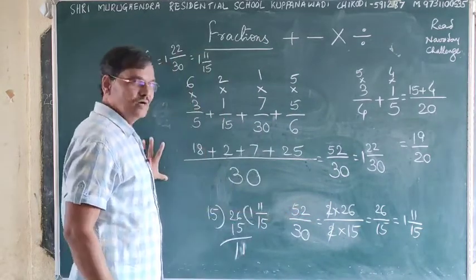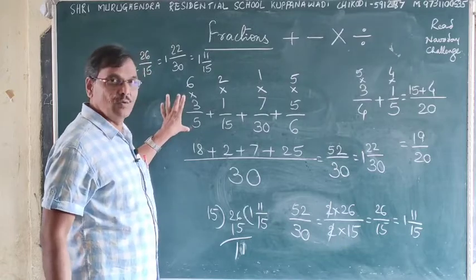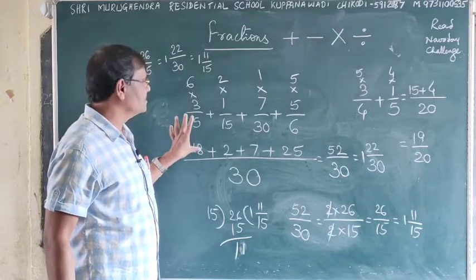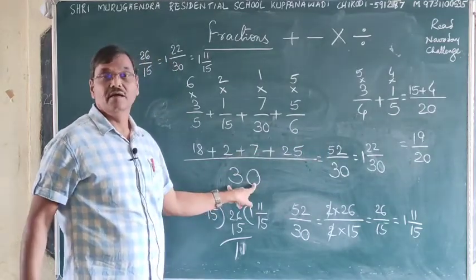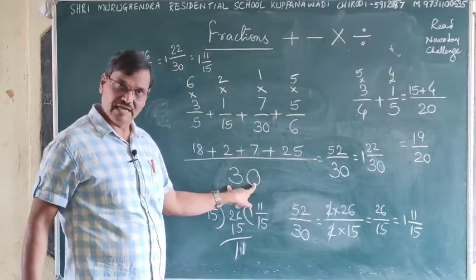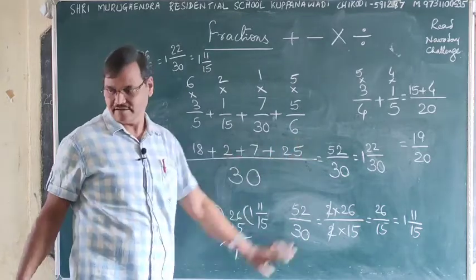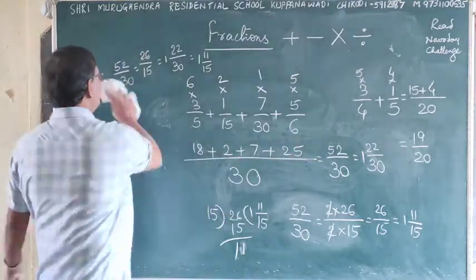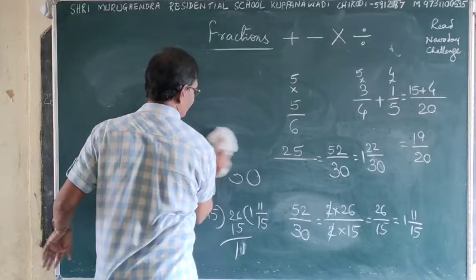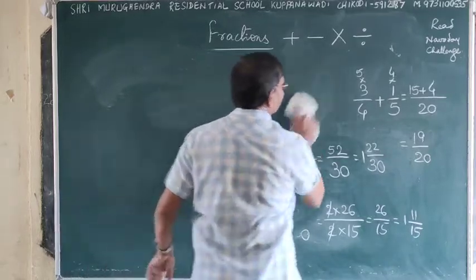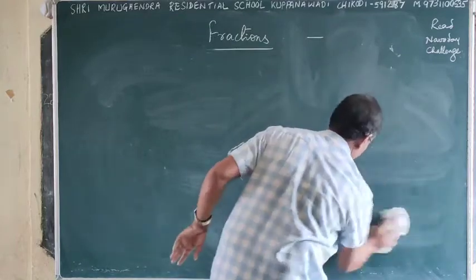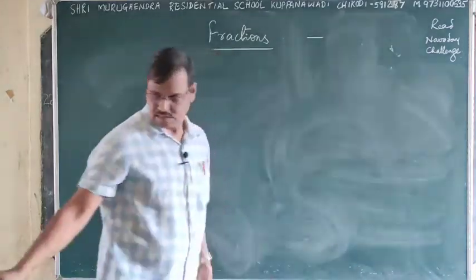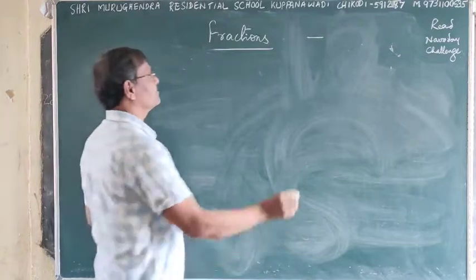Okay, addition you understood. So what you have to do is, if the denominators are not the same, take the LCM of them and do it like that. Okay, now we have to go for subtraction, addition is over.